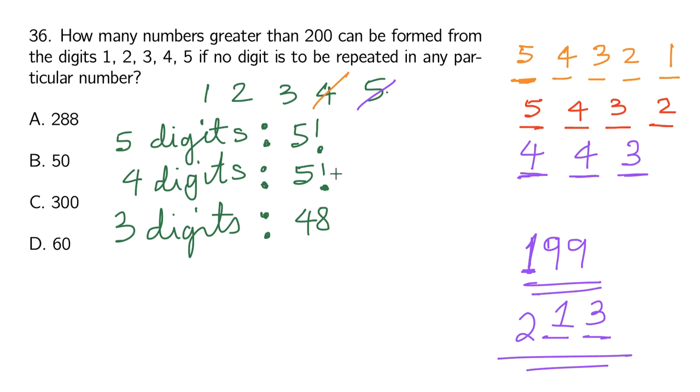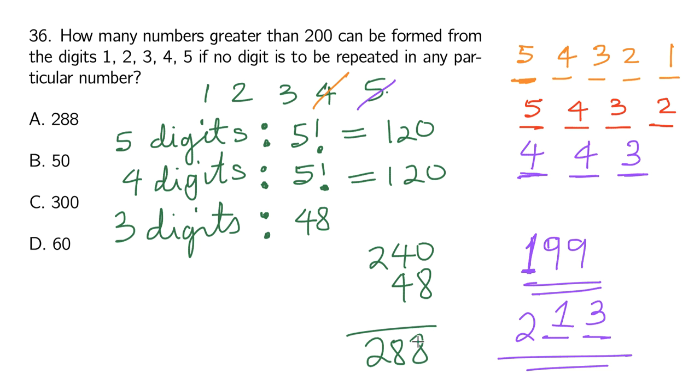So these are all the possibilities we can get if we want to form numbers with the digits 1, 2, 3, 4, 5. So we have to add these numbers of possibilities. 5 factorial is 120. 5 factorial, 120. This is 48. So 120 plus 120 plus 48. 120 plus 120 is 240, plus 48 gives us 288. So that is our answer.